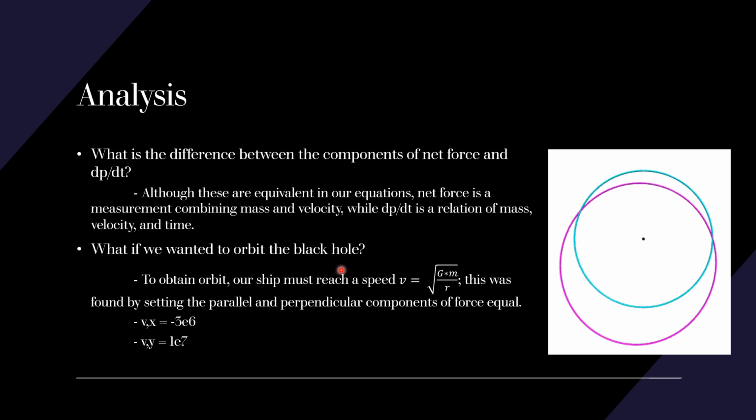And then what if we wanted to orbit the black hole instead of just get close to it? So to obtain orbit, we need to reach this speed, which can be found by setting the parallel and perpendicular components of force equal to each other. And then if we do this, we're going to get that our velocity in the x and y directions looks like this. But that's about it for this lab.